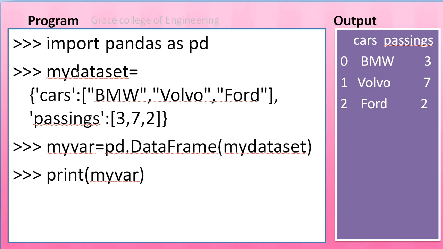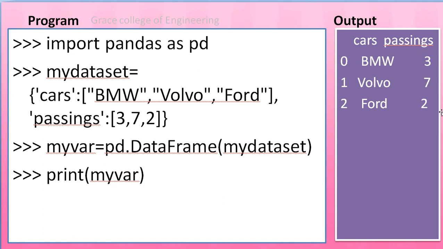Next, myvar is another variable which is equal to, with that alias name, pd.DataFrame of. This is another function, which is called to get the framed data. The variable name mydataset is passed here, and in the print statement we can call myvar. Okay, side by side see the output. So the index values are 0, 1, 2 and cars are BMW, Volvo and Ford, passings are 3, 7, 2.